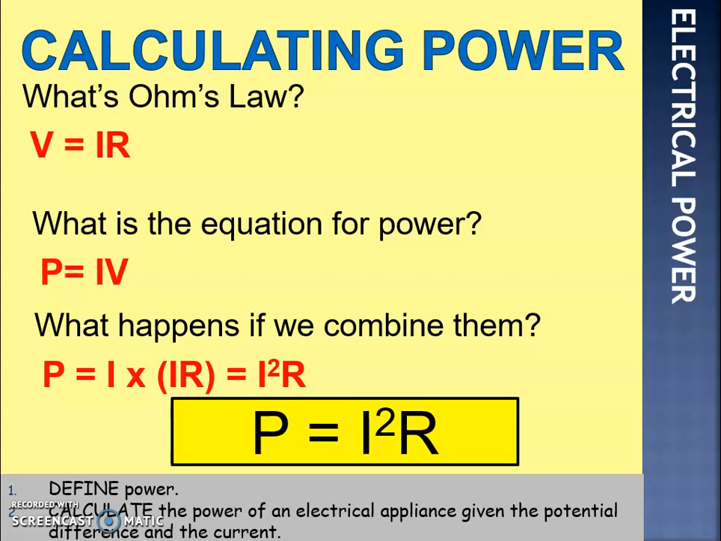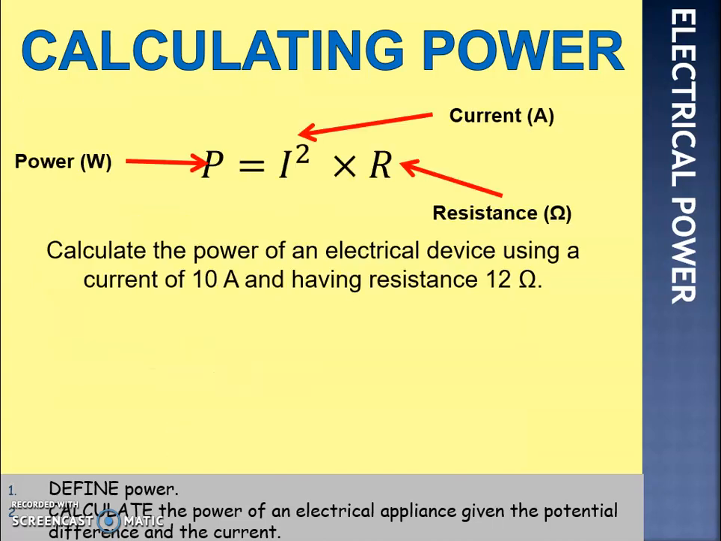P equals I squared R. Power equals current squared times resistance. So with that in mind, calculate the power of an electrical device using a current of 10 amps and a resistance of 12 ohms. Pause the video whilst you try that one.